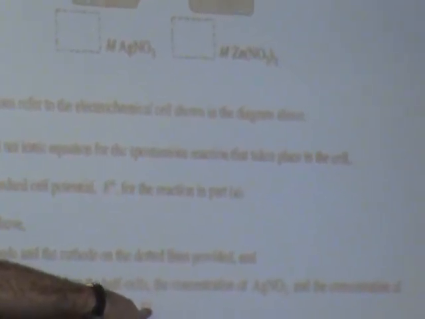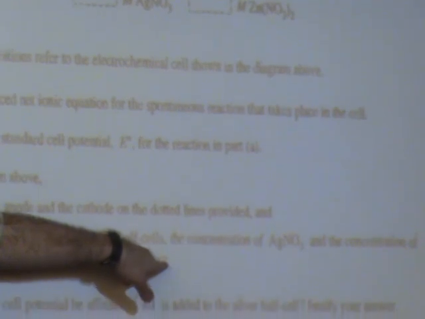Indicate in the boxes below the half cells the concentration of the silver and nitrate. Okay, well, this tells me they need to be standard reduction, or standard conditions. So 1 molar. How will the cell potential be affected if KI is added to the silver half cell?